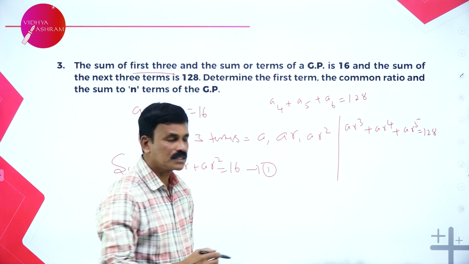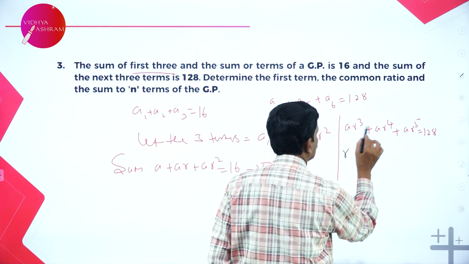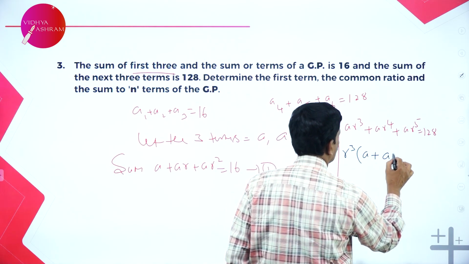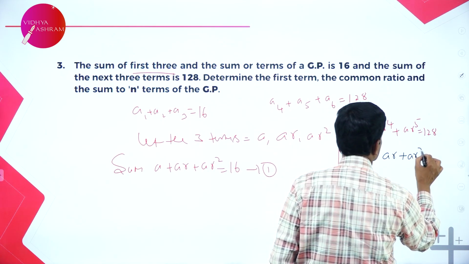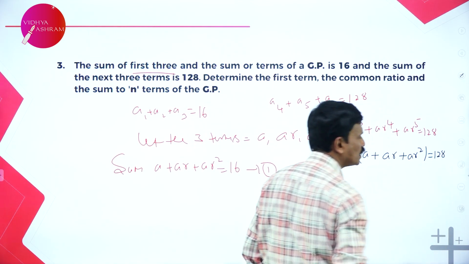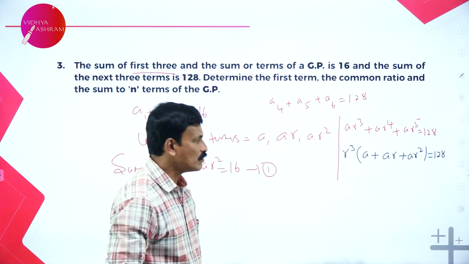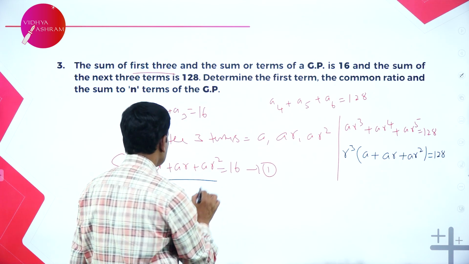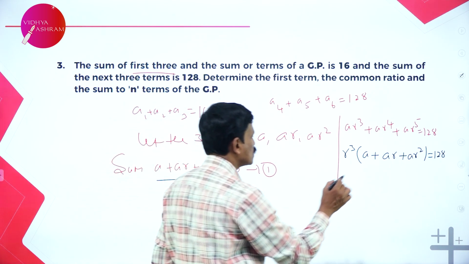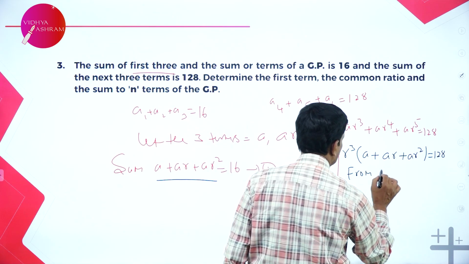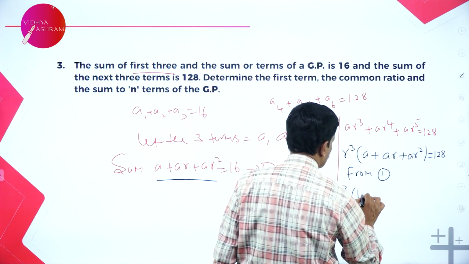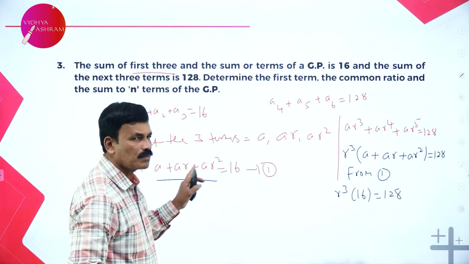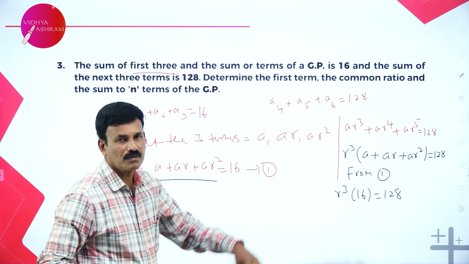Let us take the common factor. What is the common factor? We can take R cube as the common factor. Then we will have A plus AR plus AR square is equal to 128. So you can take AR cube as the common factor. Now substitute the value of A plus AR plus AR square. From equation number 1, this is 16. So R cube into 16 is equal to 128.